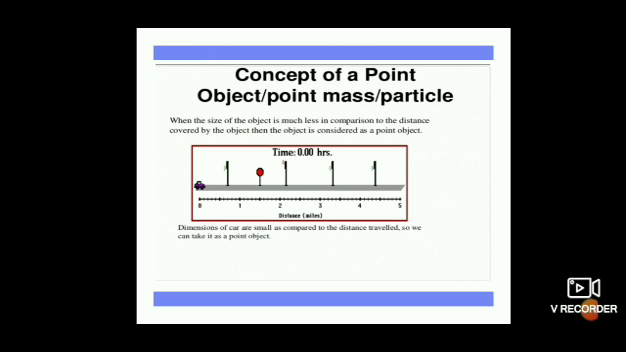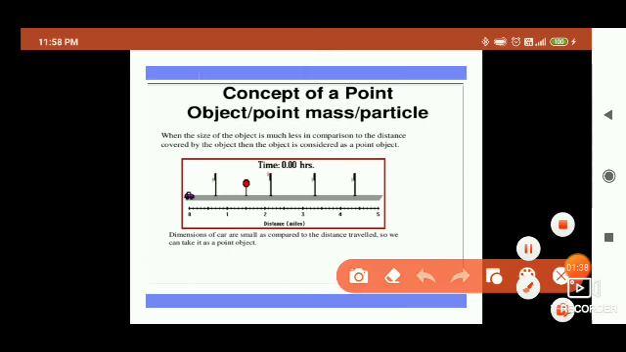First, we go to the concept of a point object, point mass, or a particle. When do we get a point object? When the size of the object is very much less in comparison to the distance covered by the object, then the object is considered as a point object. For example, here we can see that the car is very small as compared to the distance covered. So we have to consider the car as a point mass or a point particle or a point object. Let us name a point A and then we can determine the motion of the car. Dimensions of the car are small as compared to the distance traveled, so we can take it as a point object here.